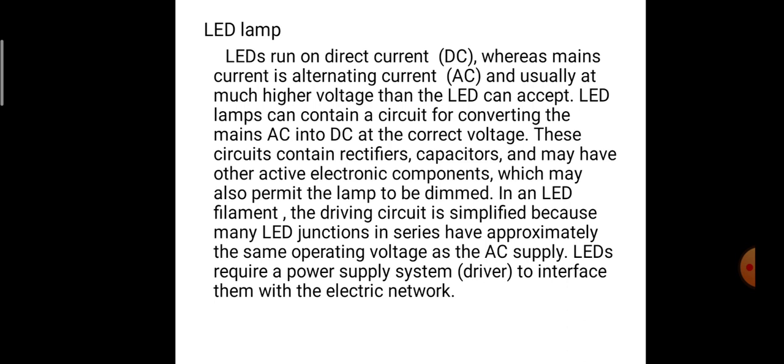These circuits contain rectifiers, capacitors, and may have other active electronic components which may also permit the lamp to be dimmed. In an LED filament, the driving circuit is simplified because many LED junctions in series have approximately the same operating voltage as the AC supply. LEDs require a power supply system to interface them with the electric network.